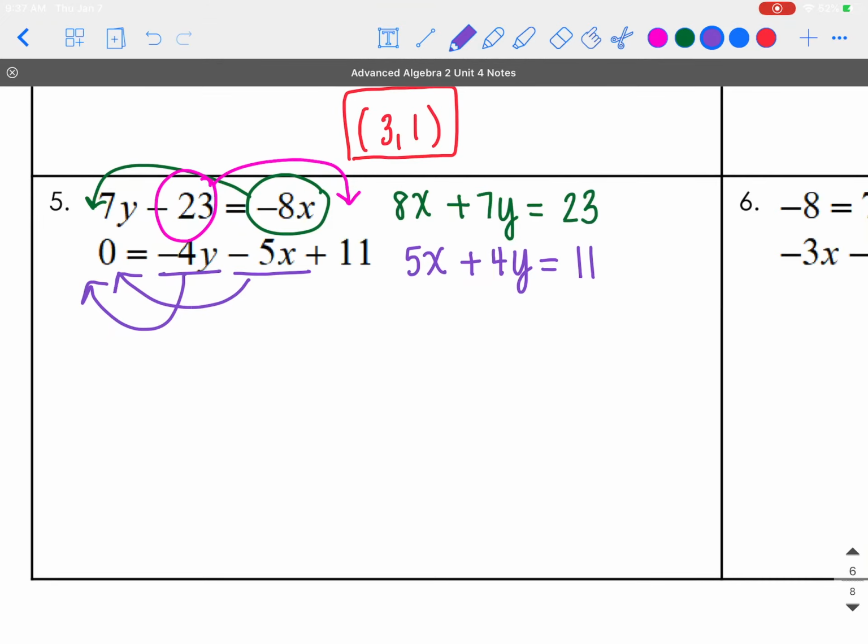And then you can do RREF. Make sure you have the x first, then the y, then the number. And when you do RREF, your solution is -5, 9.